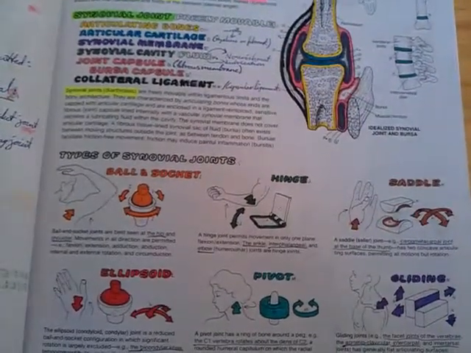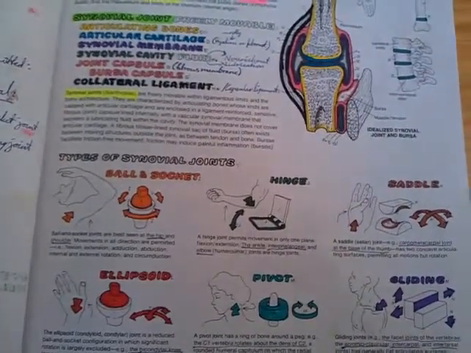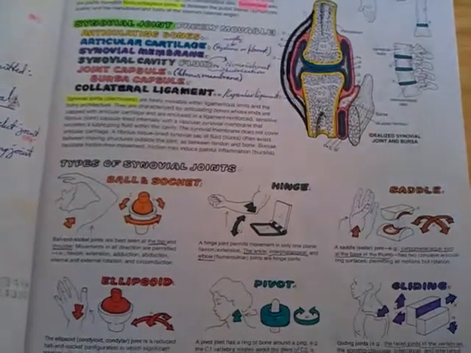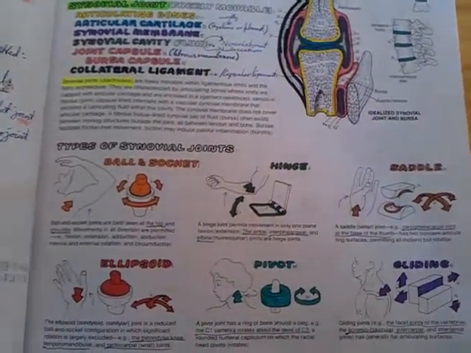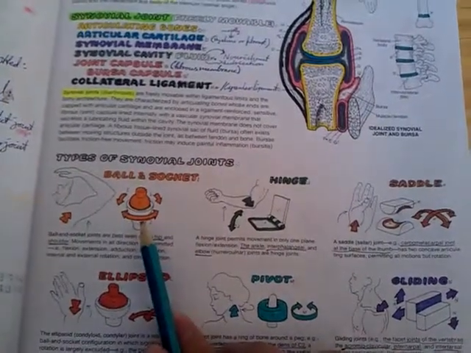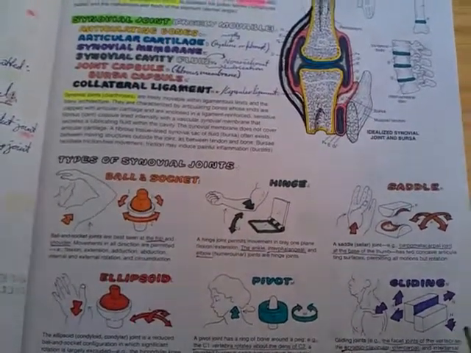Then we have polyaxial joints that allow all types of movements: flexion, extension, abduction, adduction and rotation. So we have the ball and socket joint and the plane joint.